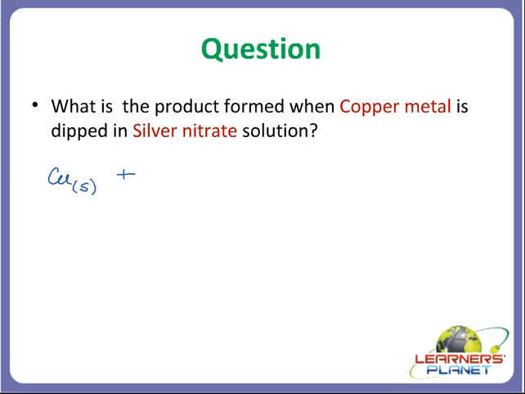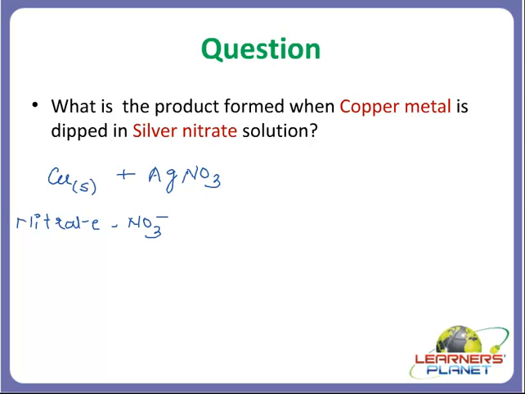Silver, the name for it is argentum. Okay. Now, what is the symbol for silver? It is Ag. Okay. Now, nitrate. I have told you the formula of nitrate is NO3 minus, right? So, nitrate, the formula is NO3 minus.